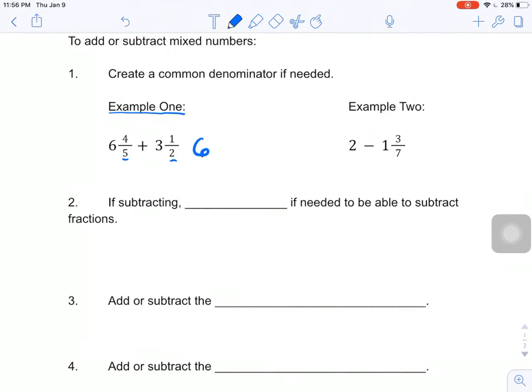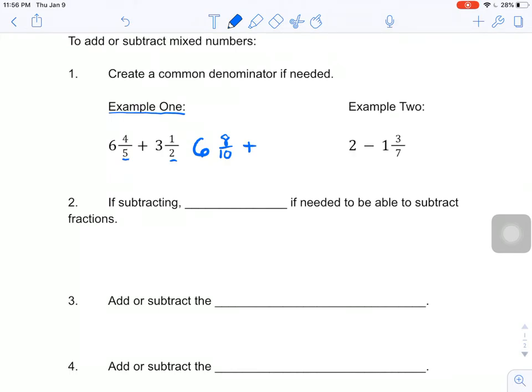So 6 and 4/5, we want to change that into tenths. So to get from fifths to tenths, we need to multiply by 2. 5 times 2 is 10. The top also needs to be multiplied. 4 times 2 is 8. So 6 and 4/5 is the same as 6 and 8/10.